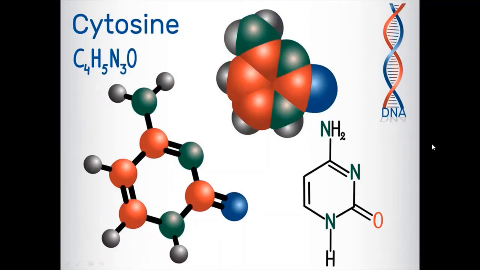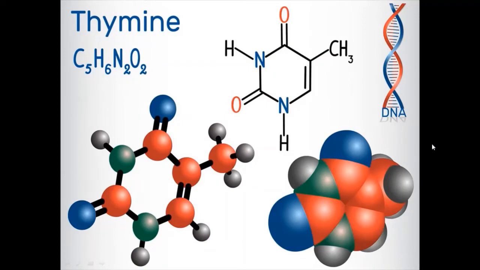Cytosine is a pyrimidine nucleobase with chemical formula C4H5N3O. It consists of a heterocyclic aromatic ring and 2 substituents attached: an amino group at the 4th position and a keto group at the 2nd position.